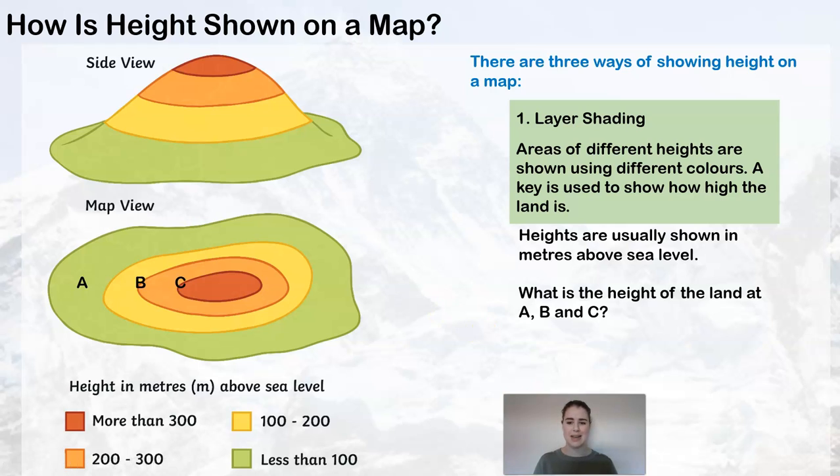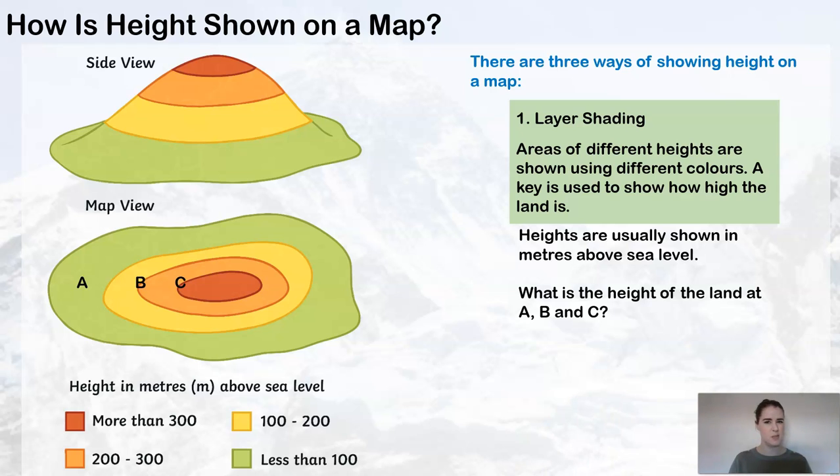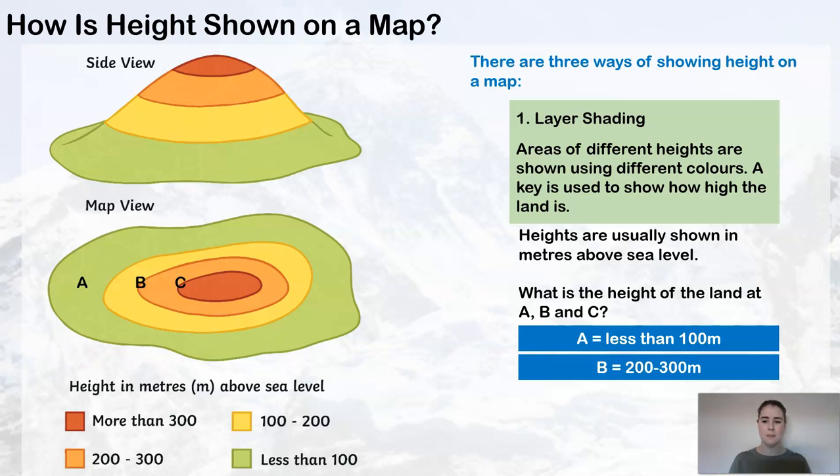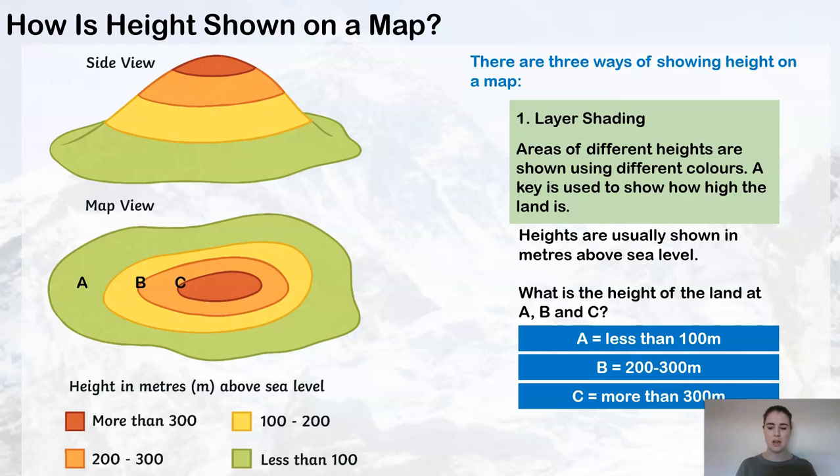What is the height of the land of A, B, and C? So pause the video. Do you think you can tell me the answers to those questions? Okay, so A is less than 100 metres, okay, using our key. B is 200 to 300 metres, and C is more than 300 metres, okay? So we can see that C is going to be the highest point on our map, okay?